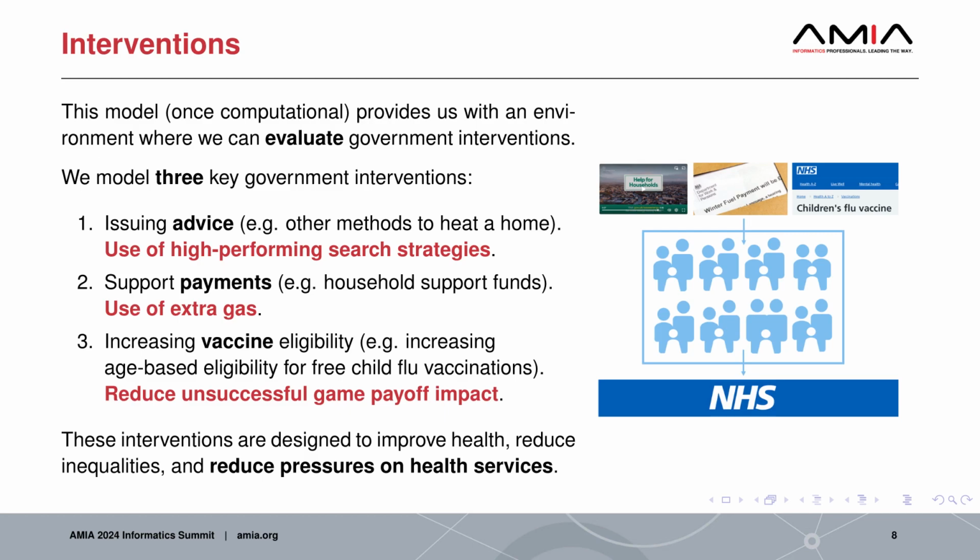And finally, we can model increasing vaccine eligibility. So, for example, again in the UK context, rolling out or increasing age-based eligibility for free child flu vaccinations. And we can again model this as reducing the impact of unsuccessful games on payoff, because effectively when you vaccinate, you are to a degree emulating the absence of a condition. Note that these interventions are all designed to improve health, which in turn reduces inequalities and in turn still reduces pressures on health services. So the focus really here is on reducing pressures on health services.